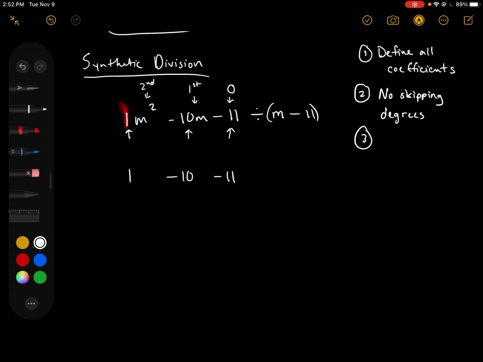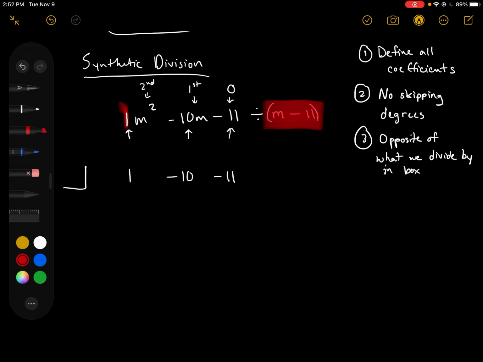Third, we take the opposite of what we divide by, and put that in our box. So here's our box, and we take the opposite of what we're dividing by here. The opposite of minus 11 will just be positive 11, and that's what goes in our box.